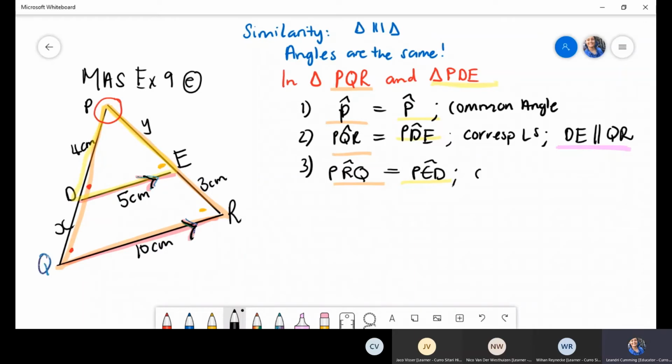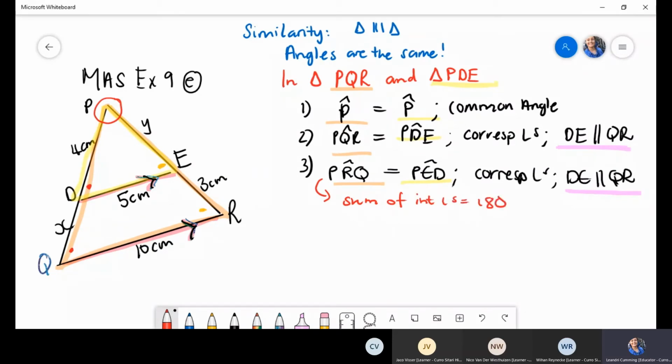And that's also corresponding. And it's also because DE is parallel to QR. You will not get your marks if you don't add the parallel lines to corresponding, alternate or co-interior. Alternatively, your third angle could have been the result of the sum of the interior angles of a triangle, because if you know that these two are in fact the same, obviously the third one must be the same measure.